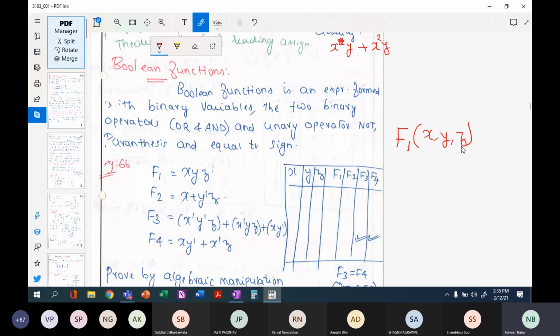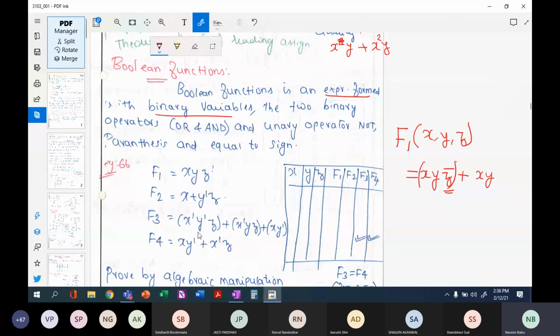What does a Boolean function say? It is an expression formed with binary variables. Yes, we have binary variables x, y, z. Then the binary operators: here we are having an AND operation, and similarly you can have an OR operation also, say x, y. And a unary operator, which is nothing but a NOT operator. We are having z bar here, and if required, you can put the parenthesis, and an equal to sign. This is what is called a Boolean function. So f1 is x, y, z bar. Another example is f2 is x plus y bar z, f3 is this function, f4 is x, y bar plus x bar z.